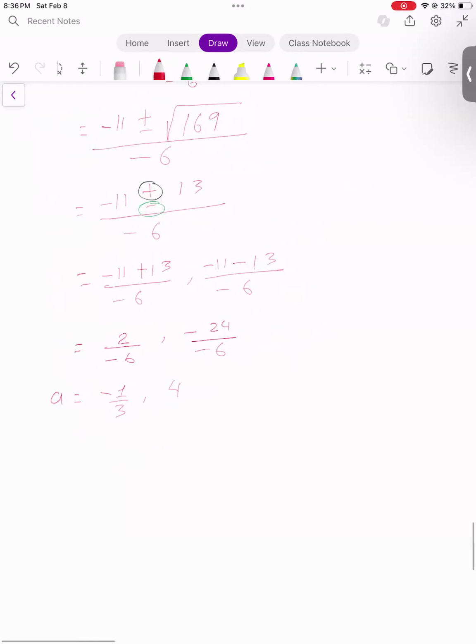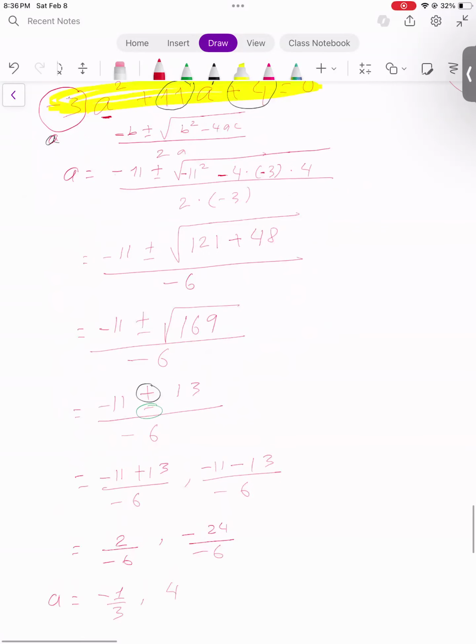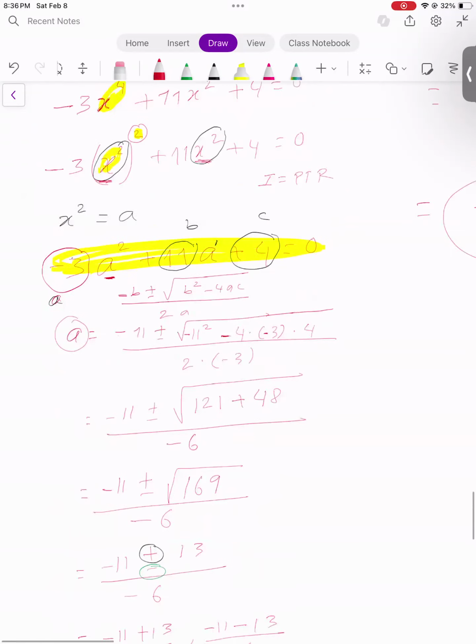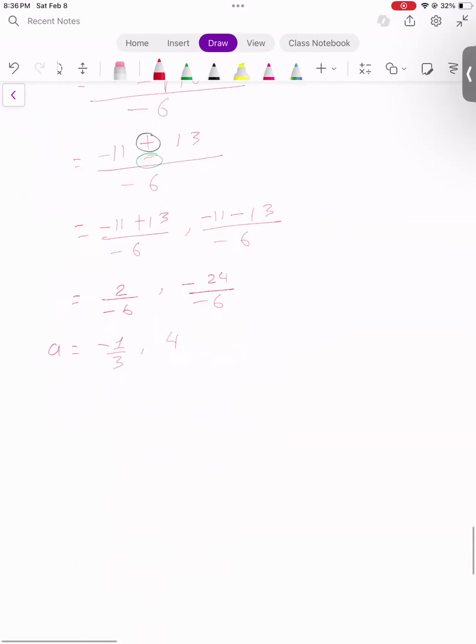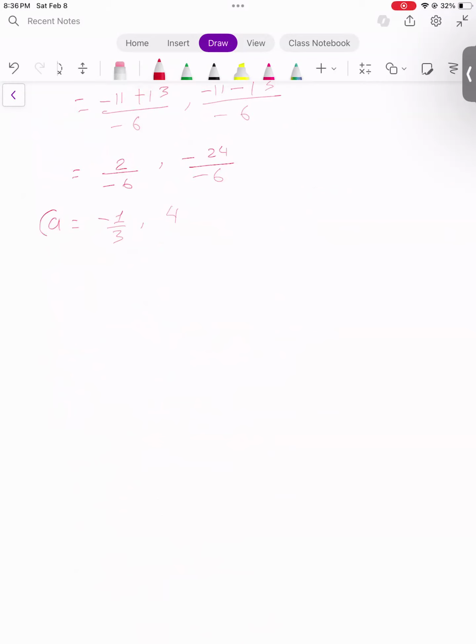Now if we scroll, this is the values for A, but the question we are asked is to solve the equation for X. We are solving the equation for X, so we are not done yet. But what do we know about A? Our A is X square, right? So you replace A by X square equals negative 1 over 3 and 4. So let's take X square equals negative 1/3, and let's take X square equals positive 4. So we have two equations here.